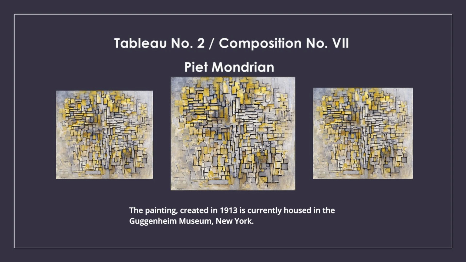Piet Mondrian. Tableau number 2, composition number 7. The painting, created in 1913, is currently housed in the Guggenheim Museum, New York.